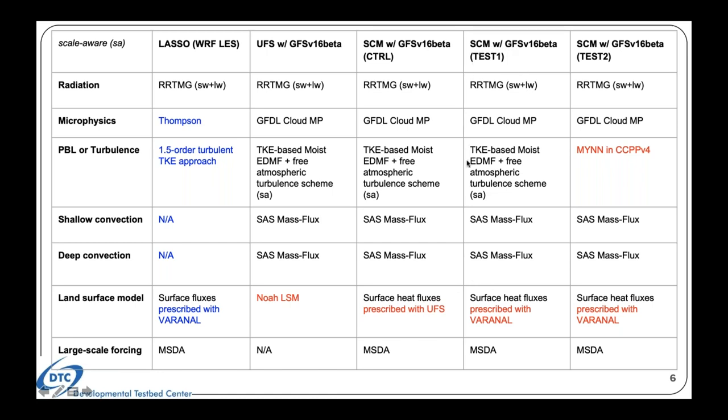Our second experiment is test one, which has the full 16 beta suite of physics with surface heat fluxes prescribed with the variational analysis. And this variational analysis drives the land surface in the LASSO. So you can also call these LASSO heat fluxes if you're inclined to do so. And our final experiment, test two, also has the LASSO surface heat fluxes, but instead of the full 16 beta suite of physics, we've actually replaced the TKE-based eddy diffusivity mass flux PBL scheme with the MYNN scheme. And Joe Olson gave a great talk on the MYNN PBL scheme on Monday afternoon. And the PBL will be another primary focus of this particular study.